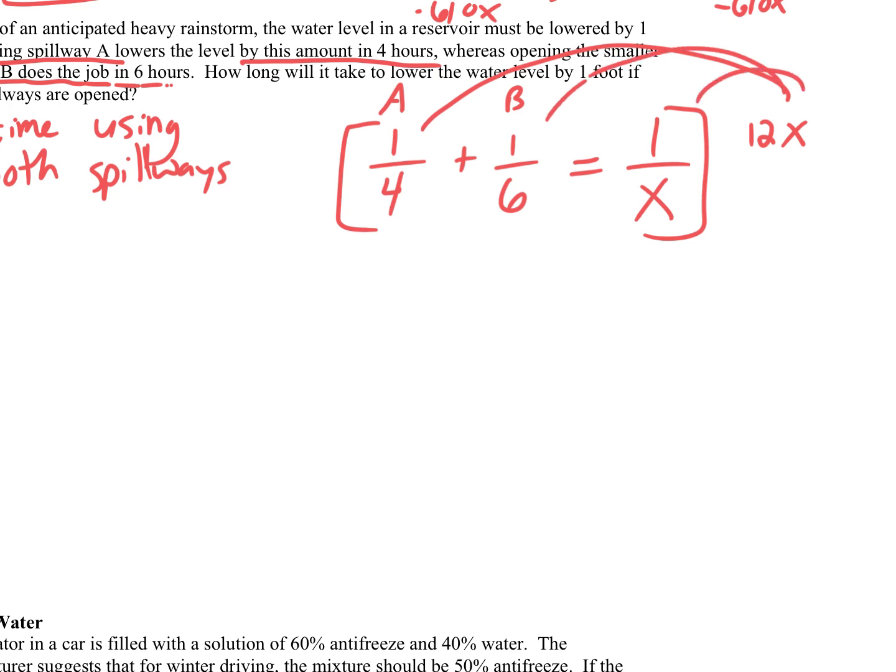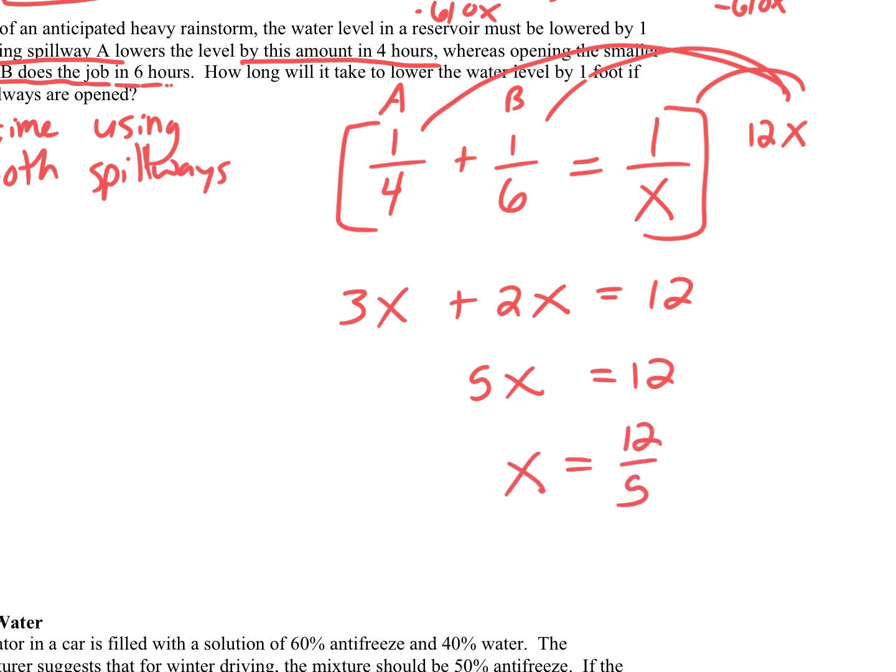multiplied through. So 12x times 1/4 is 3x. Honestly, you still could use 12x times 1/6 is 2x. And then 1/x times 12x is just 12. So 3x plus 2x equals 12. So if we solve this, what do we get? 5x equals 12. So x equals 12 over 5.